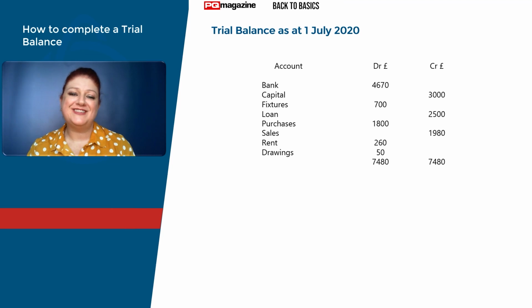On this final screen, we can see the completed trial balance. Everything balances, which is fantastic, and I hope yours did too.